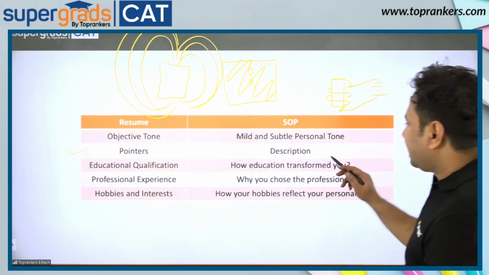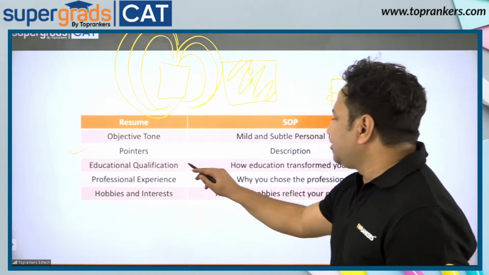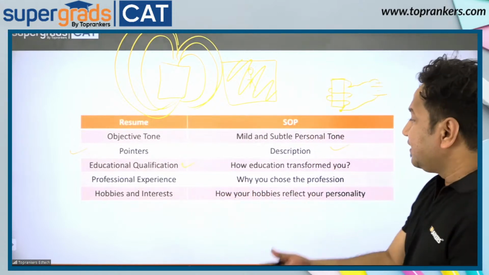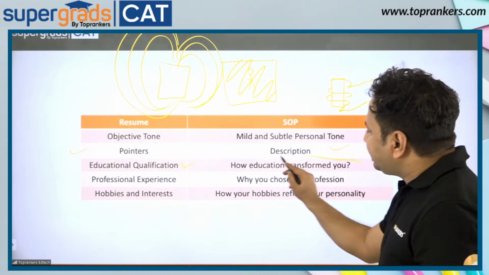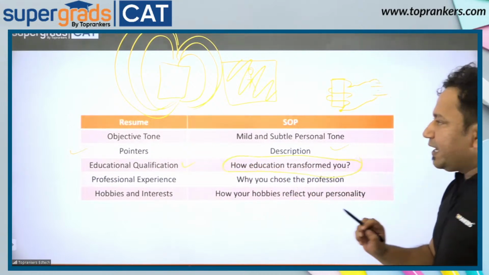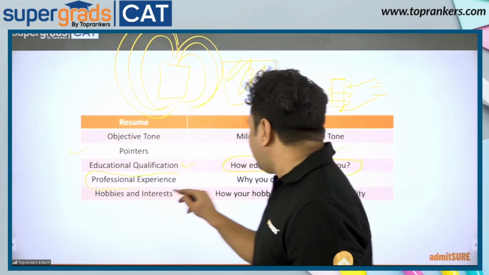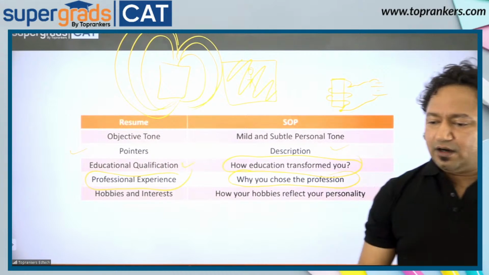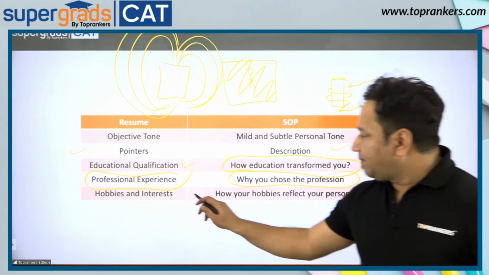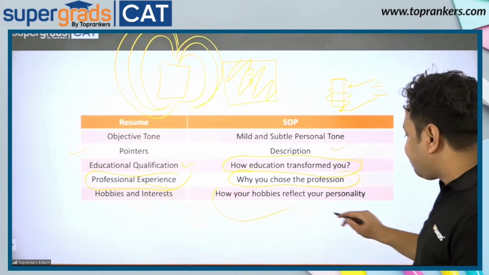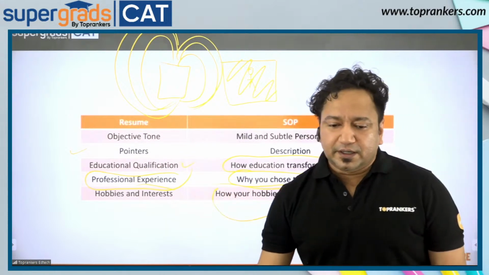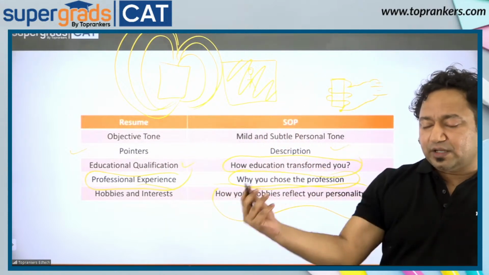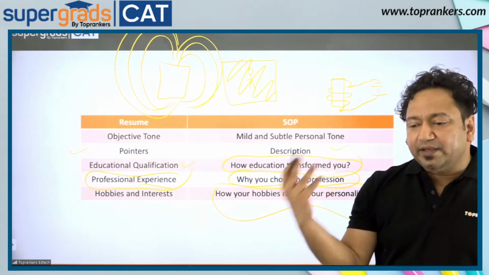Pointers: SOP, description, resume, education, qualification that we've discussed already. In SOP, how that education transformed you. In the professional experience in the resume, why you chose the profession. That is SOP. I hope you understand the difference between these two. Hobbies and interests: how your hobbies reflect your personality. Clear? If you like painting, that means you're a person who can visualize, who can imagine.